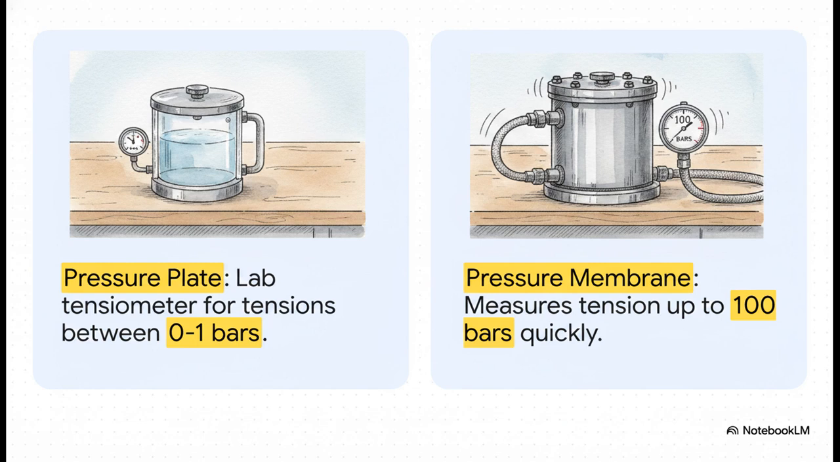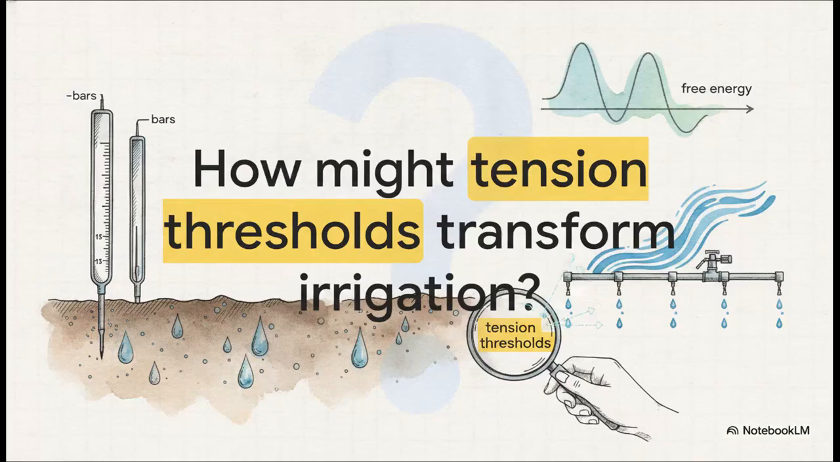We use a pressure plate, which is essentially a heavy-duty lab tensiometer that can handle tensions from 0 to 1 bar. But if you really need to push the absolute limits, you bring out the pressure membrane apparatus. This piece of gear can measure extreme energy-moisture relations up to an unbelievable 100 bars, and it does it in a very short time.